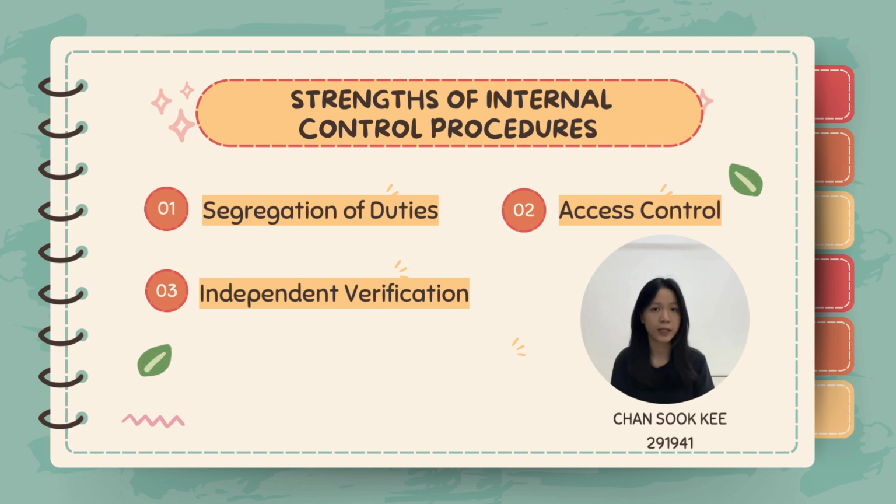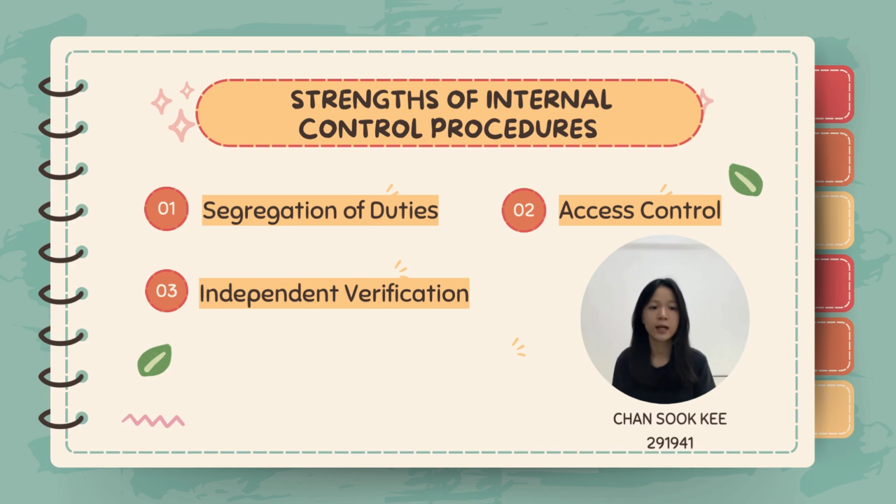First of all, segregation of duties. Different departments handle different payroll tasks. For example, the production department keeps track of time, while the payroll department handles payments. This prevents fraud by ensuring no single employee controls the entire payroll process. Next, access control measures are in place.